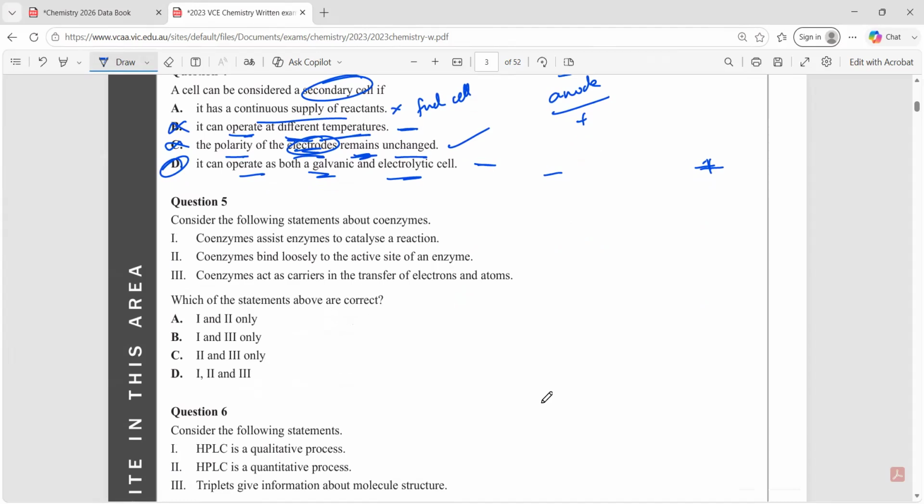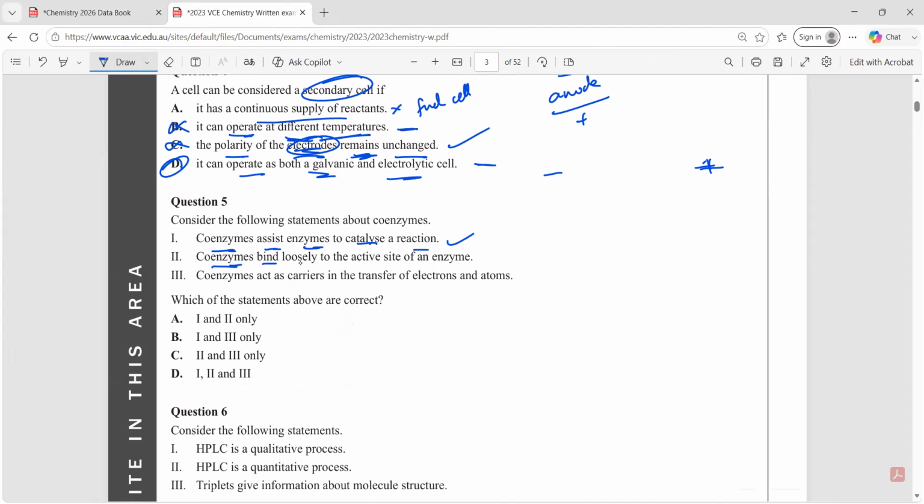Which one of the following statements are correct? So coenzymes assist enzymes to catalyze a reaction. That is true. They literally are called coenzymes. So co-workers help other workers to do the job, right? So coenzymes, they're just co-workers, right?